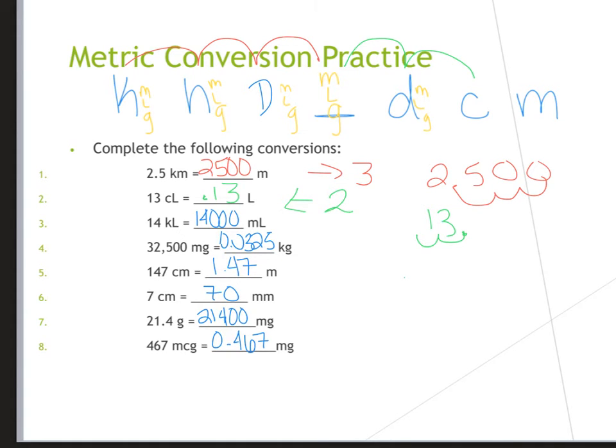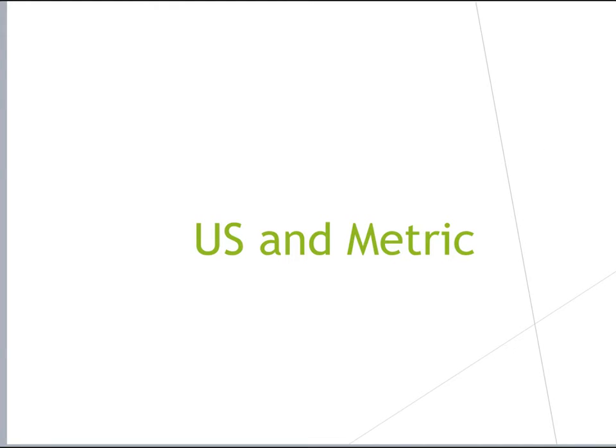So in number 8, you just had to be careful. If you look at the table on the previous slide, it tells you that milligram is 0.001 or 10 to the negative 3, and microgram is 0.000001, which is 10 to the negative 6. So that means that a microgram is 3 places lower than a milligram. So you had to move up 3 places, and that's how you get 0.467. So now we're going to look at what if you need to do conversions with US and metric, and we'll see some conversion factors here.